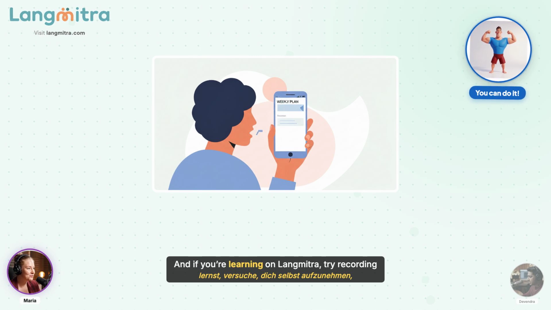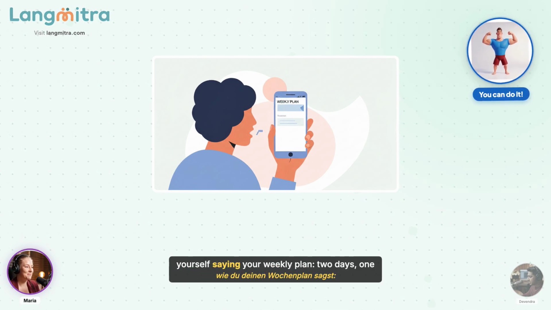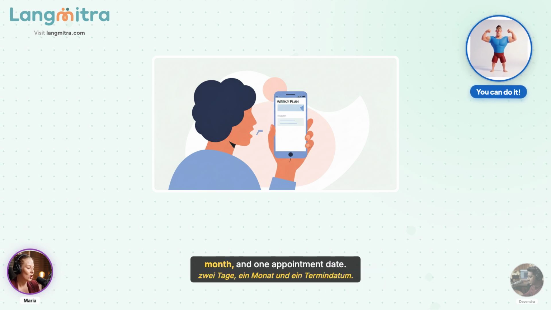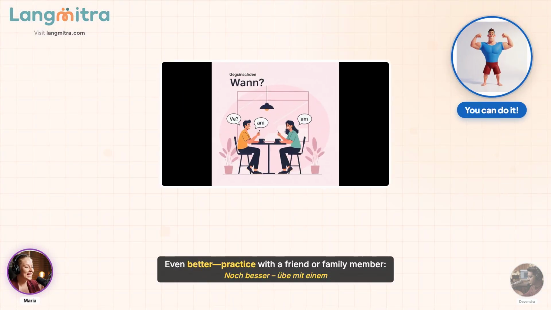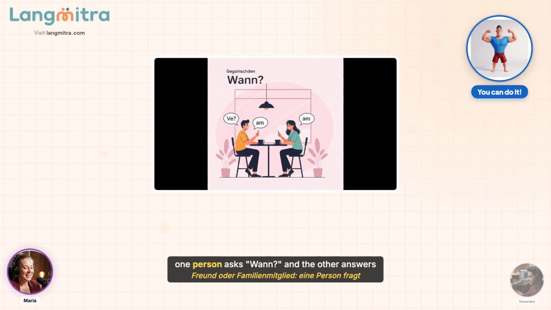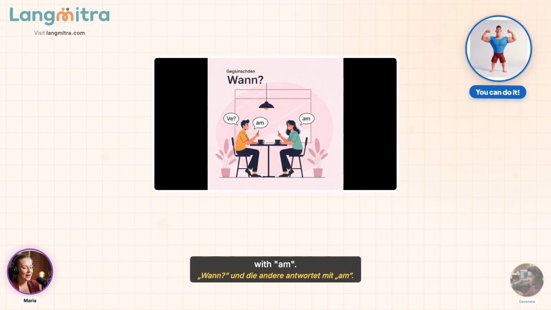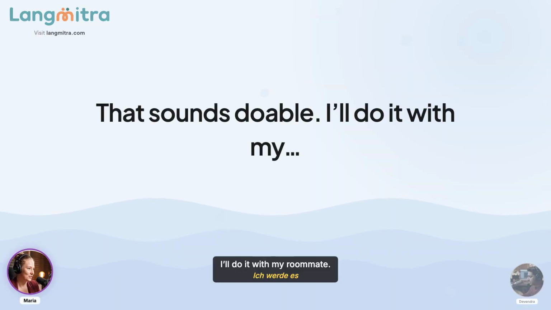Exactly. And if you're learning on Langmitra, try recording yourself saying your weekly plan. 2 days, 1 month, and 1 appointment date. Even better, practice with a friend or family member. One person asks wann, and the other answers with am. That sounds doable. I'll do it with my roommate.